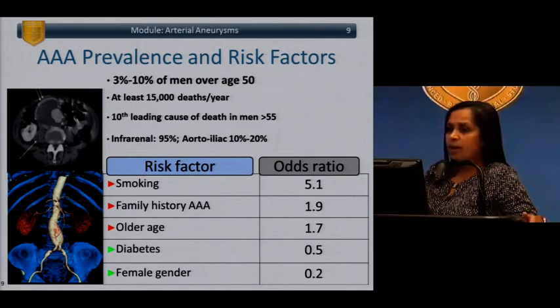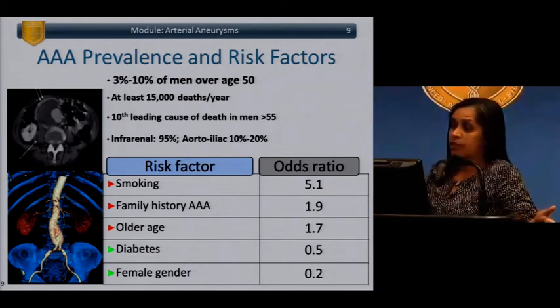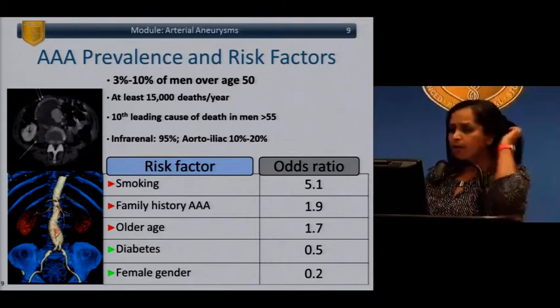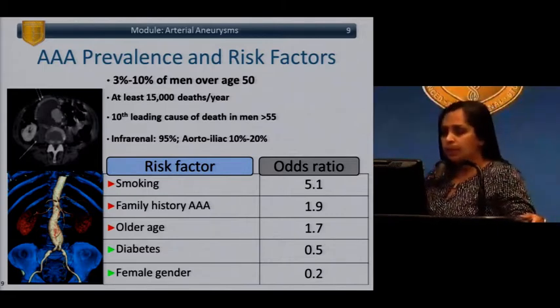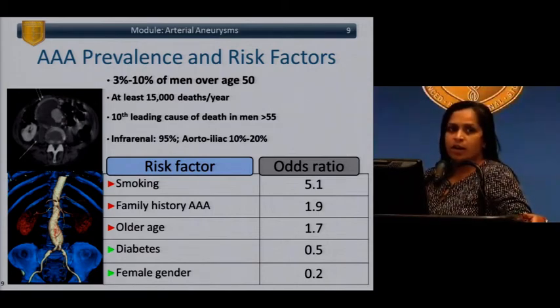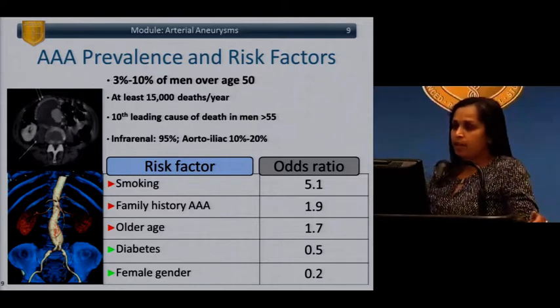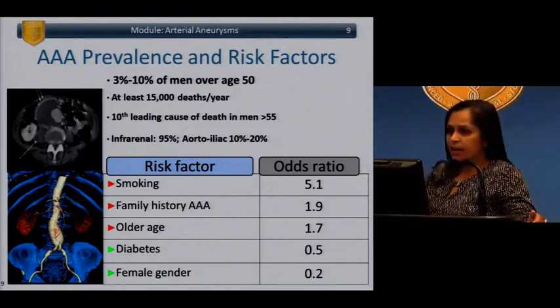Aneurysms tend to occur in men. They tend to occur in men over the age of 60 overall. The most important risk factor for aneurysms is smoking, followed by a family history, age, and male gender. Diabetes and female gender are actually negative risk factors, and aneurysms are not associated with these particular groups. Most aneurysms, greater than 90%, occur in the infrarenal aorta, and they're associated with iliac aneurysms in somewhere around 15-20%.